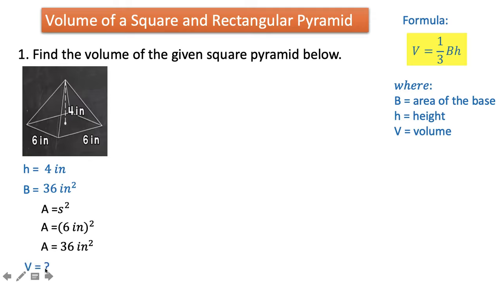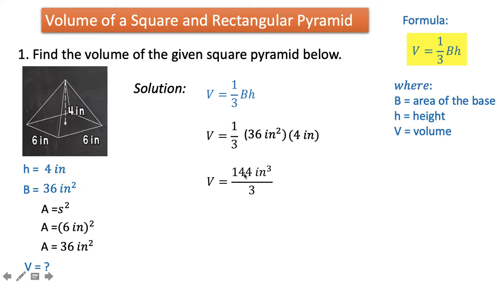So we're going to find now the volume. After laying down our given, we're going to write the formula, then replace these variables. So write down 1/3. Our base here is 36 inches squared. Then our height is 4 inches. We will now multiply 1 times 36 times 4, and this gives us 144.